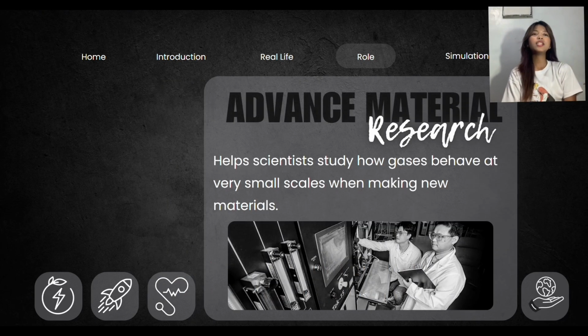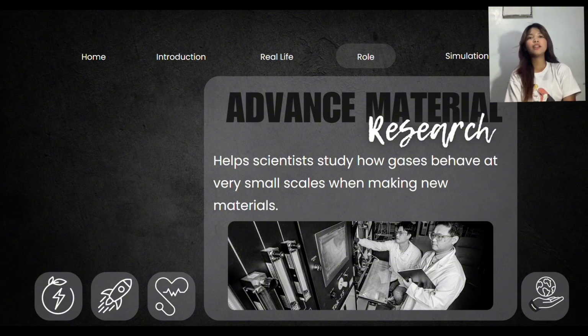4. Advanced material research. Creating advanced materials often starts with tiny gas reactions. Avogadro's law lets scientists control gas volumes down to the molecule. That precision leads to better batteries, stronger screens, and even self-cleaning clothes.